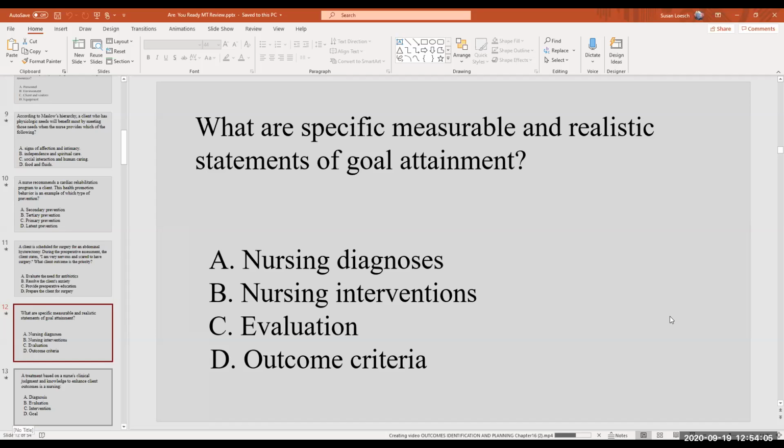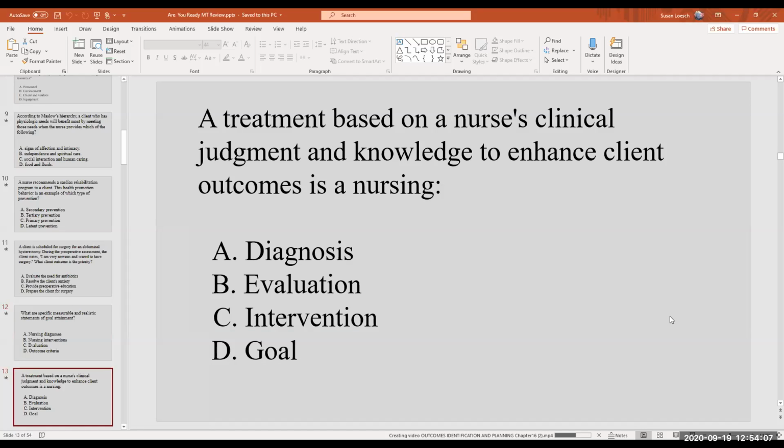A treatment based on a nurse's clinical judgment and knowledge to enhance the client's outcome is called what? I hear a couple of people, and I would say, intervention? Okay, say the answer now, guys. Get the answer now. Don't wait to hear it from somebody else. If you're wrong, be wrong now. Don't be wrong on the test. If you don't understand something, stop me and let's talk about it. Okay? If I don't know the answer, we'll find it together. I don't know the answer to everything, just some things.